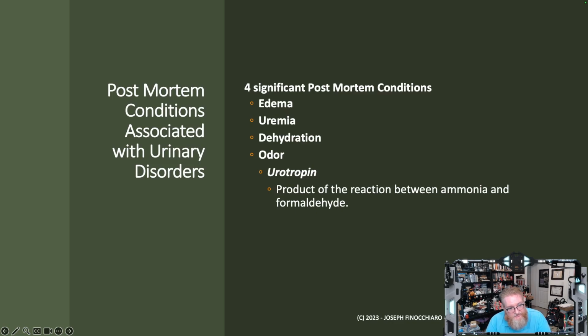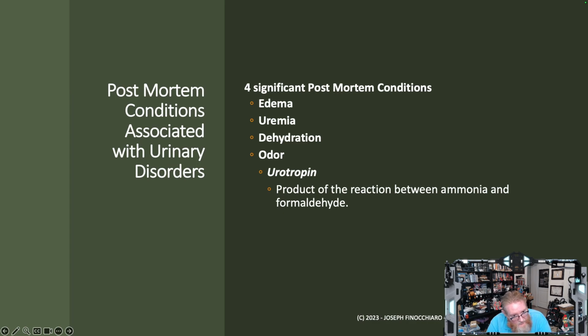Postmortem conditions associated with urinary disorders: edema, and we treat that the same way we've treated all other edema, chemical modification or co-injections, as well as, if necessary, surgical removal or heat spatula. Uremia, which you hit hard. You need to really increase the concentration of your preservative, whether that is a higher concentration or a stronger index.